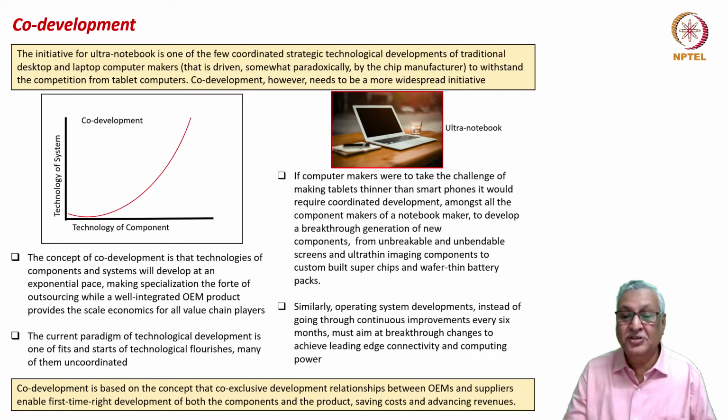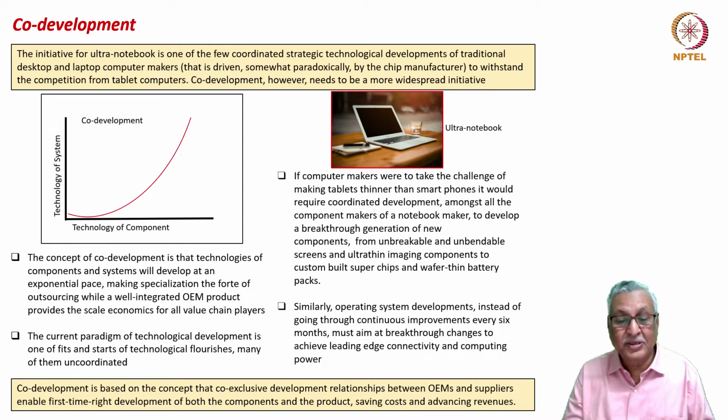Alongside, you need to have operating systems which need to be developed continuously instead of looking at developing them every 6 months or 1 year. Breakthrough changes have to happen so that leading edge connectivity and computing power could be provided for those kinds of products. Co-development is based on the concept that co-exclusive development relationships between OEMs and suppliers will enable first-time right development of both the components and the product. And this would save costs and advance revenues when the developments are of breakthrough nature. If the developments are of breakthrough nature, there is every likelihood that there would be risks of such development. Co-development tries to minimize those risks very much.